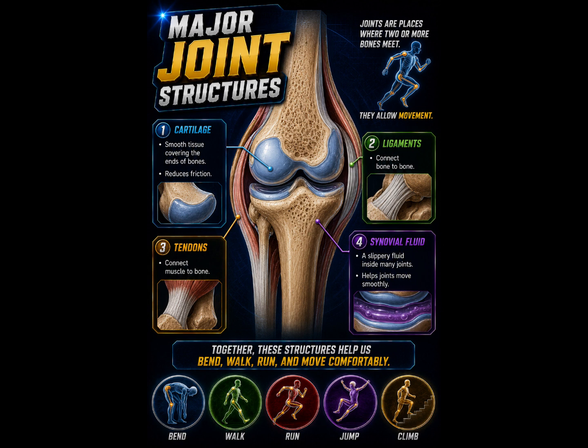Major joint structures. Joints are places where 2 or more bones meet. They allow movement. Important joint structures include cartilage. Smooth tissue covering the ends of bones. Reduces friction. Ligaments. Connect bone to bone. Tendons. Connect muscle to bone. Synovial fluid. A slippery fluid inside many joints. Helps joints move smoothly. Together, these structures help us bend, walk, run, and move comfortably.